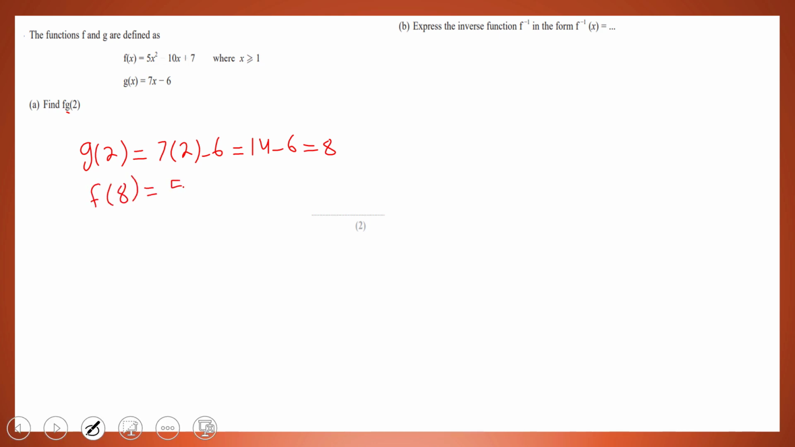equals 5 by 8 squared minus 10 by 8 plus 7. So you're going to have 64 multiplied by 5. That gives me 260. 260 minus 80, which is 8 by 10, is 180, plus 7, so it will be 187. This is the final answer for the question.